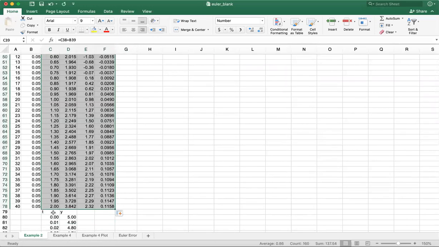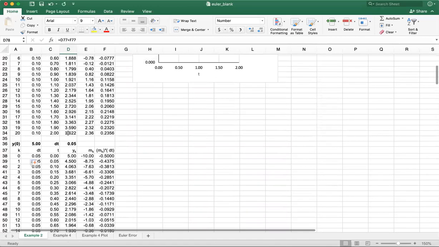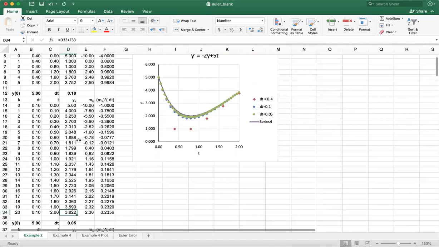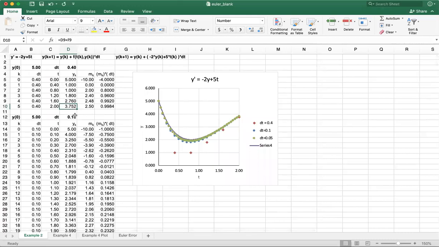Notice that at t equals 2, I have an approximate solution of 3.842. So that's my new approximate solution, 3.842. My previous approximation was 3.822, and the one before that was 3.752. Now you can see the green dots even more closely follow the true solution, which is the purple line. And so using a smaller delta t gave me a better approximation.